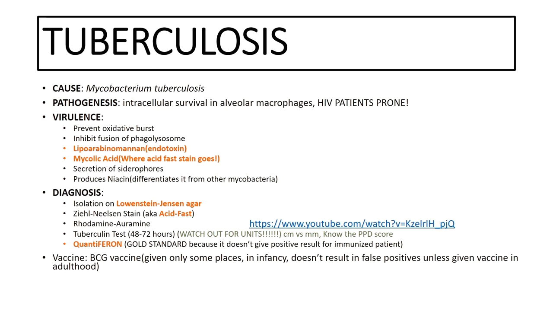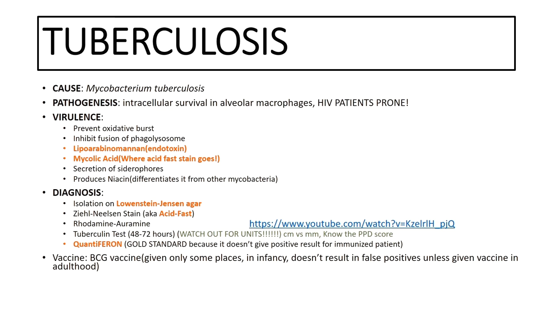This is an intracellular organism that lives in alveolar macrophages. And this is especially prevalent as the leading cause of death in HIV patients and AIDS patients. So a virulence factor for this: it prevents oxidative burst, so it prevents it from being killed. It inhibits fusion of the phagolysosome, which also prevents it from being killed.